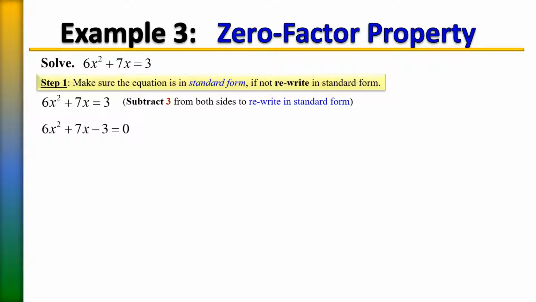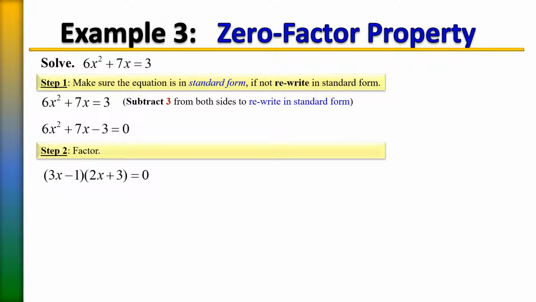So in cases where the number is greater than 1, recall you're going to have to use some type of method to factor. You can use trial and error, or you can use AC factor by grouping, or whatever method you choose, but the bottom line, you need to factor it. So we're going to go ahead and factor it. It factors into 3x minus 1 times 2x plus 3.